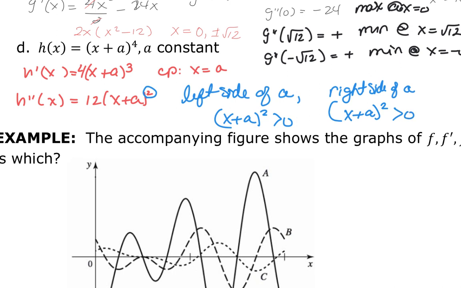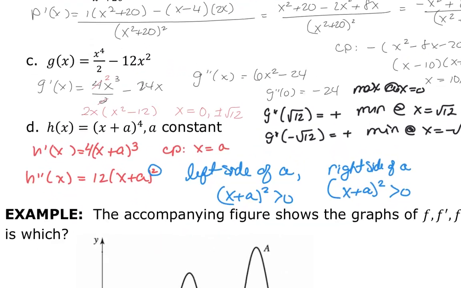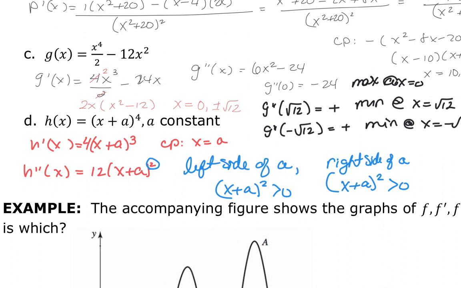What does this tell me? Well, I'm positive on both sides, on the left side of a and the right side of a. So what this is telling me, that's probably a horizontal shift, and it should be negative a. And it should be the left side of negative a and the right side of negative a.